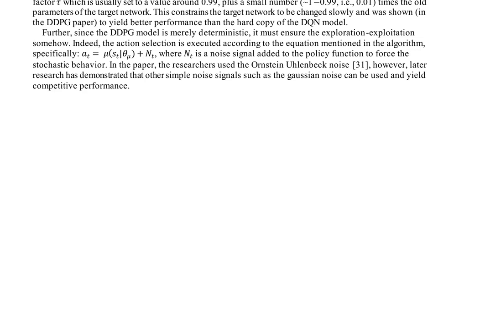The DDPG model also incorporates exploration-exploitation trade-offs through noise addition to the policy function. Action selection is executed according to the equation a_t equals mu of s_t given theta, plus N_t, where N_t is a noise signal added to the policy function to induce stochastic behavior. The Ornstein-Uhlenbeck noise is used in the original paper, but subsequent research has demonstrated that other noise signals, such as Gaussian noise, can achieve competitive performance.